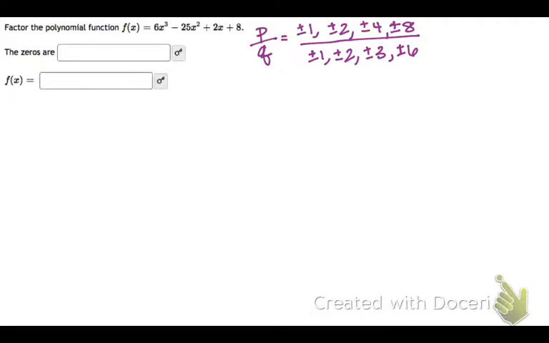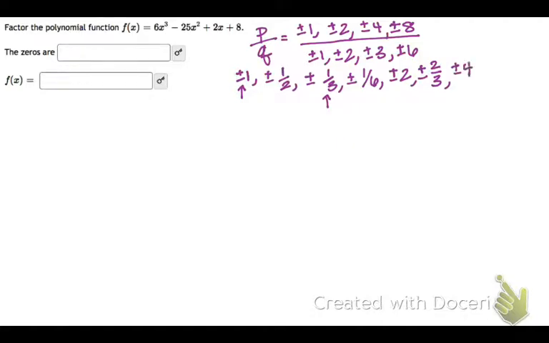So our possible factors are going to be 1, 1/2, 1/3, 1/6. Then 2 divided by 1 is 2, but 2 divided by 2 is 1, so I'm not going to write that one again. 2 divided by 3 is 2/3, and 2 divided by 6 is the same thing as 1/3. Then I have 4. 4 divided by 2 is 2, which we already have. 4 divided by 3 is 4/3. And 4 divided by 6 reduces to be 2/3.